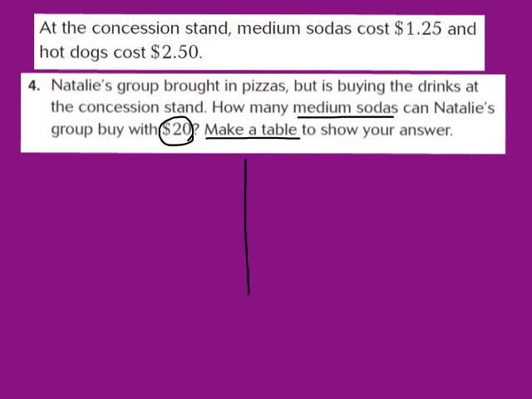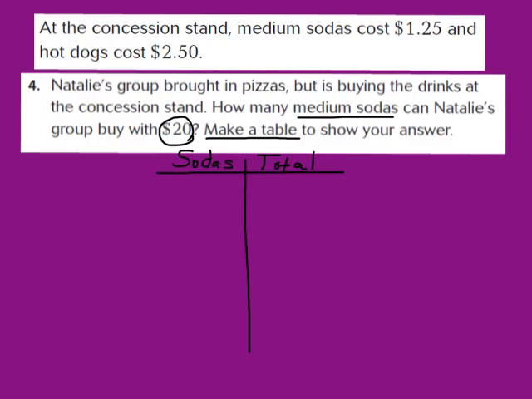So I'm going to draw a line right down the middle. And what I'm going to do is this. I'm going to let this side of our table represent the number of sodas. So I'm going to write down sodas at the top of my table over here. And then I'm going to let the other side represent the total amount of money. So I'm going to write down total on the other side.